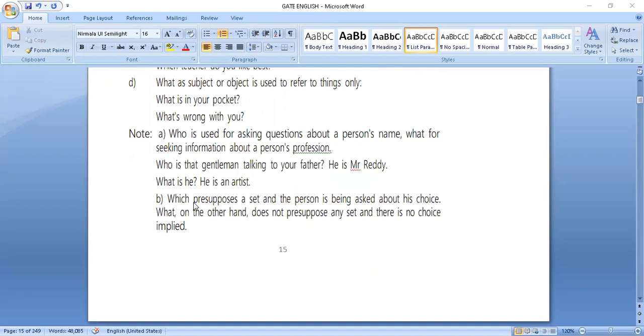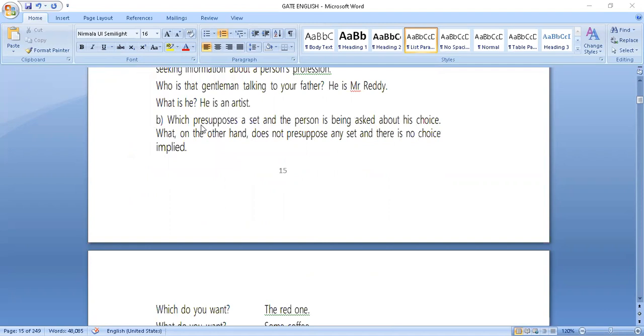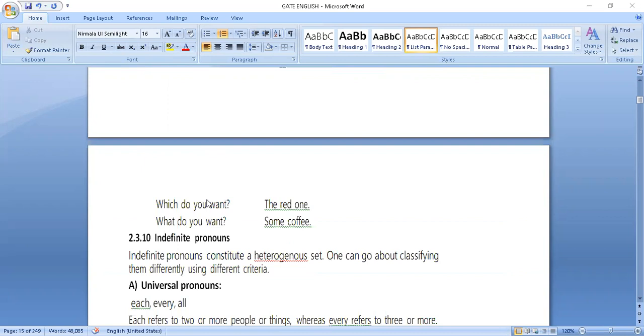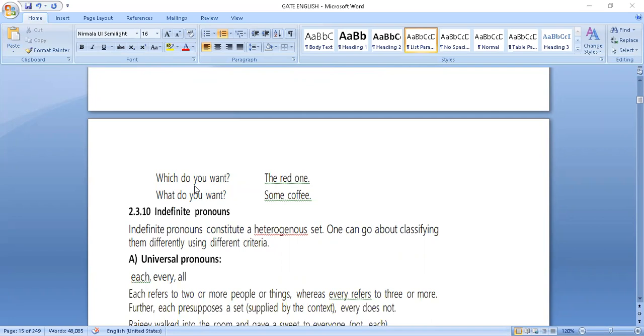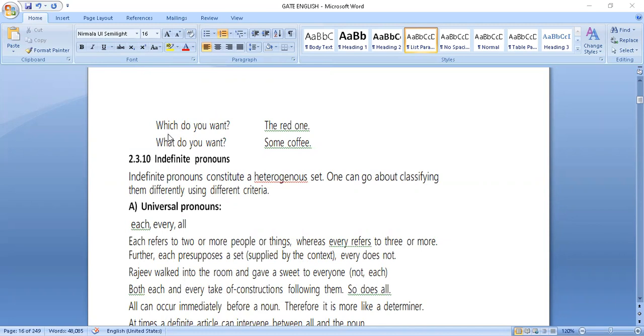Which first possesses a set, and the person is being asked about his choice. What, on the other hand, does not presuppose any set, and there is no choice implied. Which do you want? That means they need your opinion, your choice. Which one? You will say the red one, the black one. What do you want? Some coffee. What do you want? Some cold water.